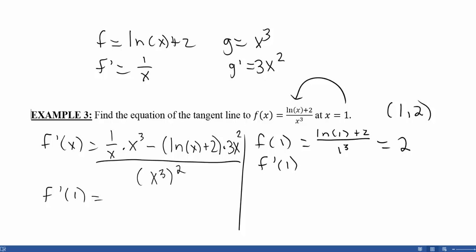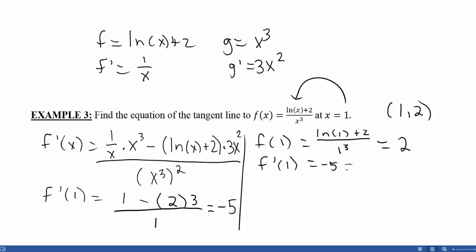So I have 1 over 1 times 1 cubed. That gives me 1. Minus, now in my parentheses, the natural log of 1 is 0. 0 plus 2 is 2 times 3 times 1 squared, which is 3. All divided by 1 cubed squared. So 1 to any power is going to be 1. So here I multiply the 3 and the 2 to give me 6. So in the numerator, I have 1 minus 6, which is negative 5 divided by 1. So all in all, I end up with negative 5. So f prime of 1 is negative 5.